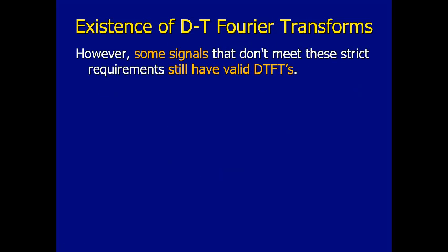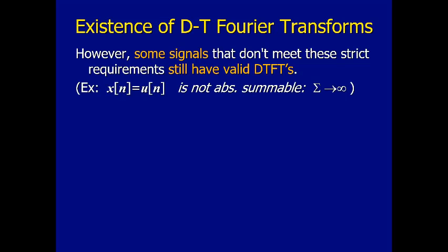That being said, that's actually a little bit overly conservative. There are still some signals that technically don't qualify, that are not absolutely summable, and yet they still have valid discrete time Fourier transforms. The classic example is a unit step. The unit step is 0 until n equals 0, then it goes 1, 1, 1, 1, 1 forever. So we sum up that infinite number of ones, we get infinity. So it's definitely not absolutely summable, but it does have a valid discrete time Fourier transform, as it turns out.